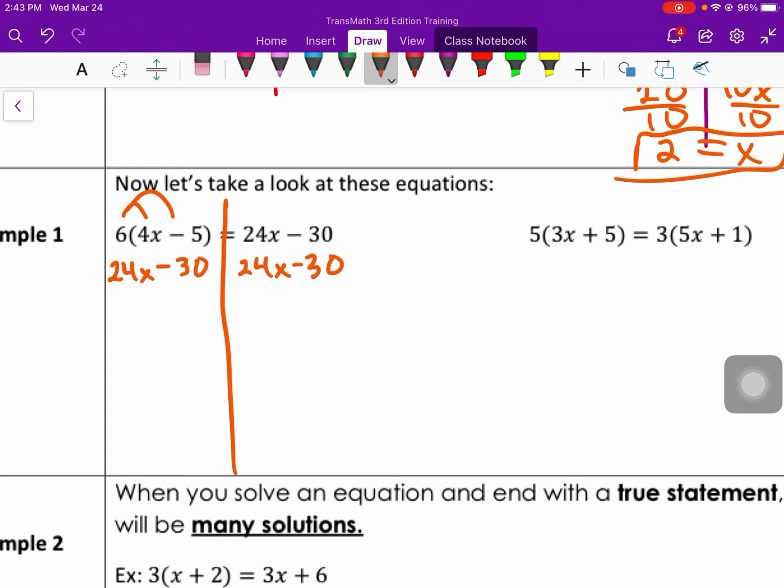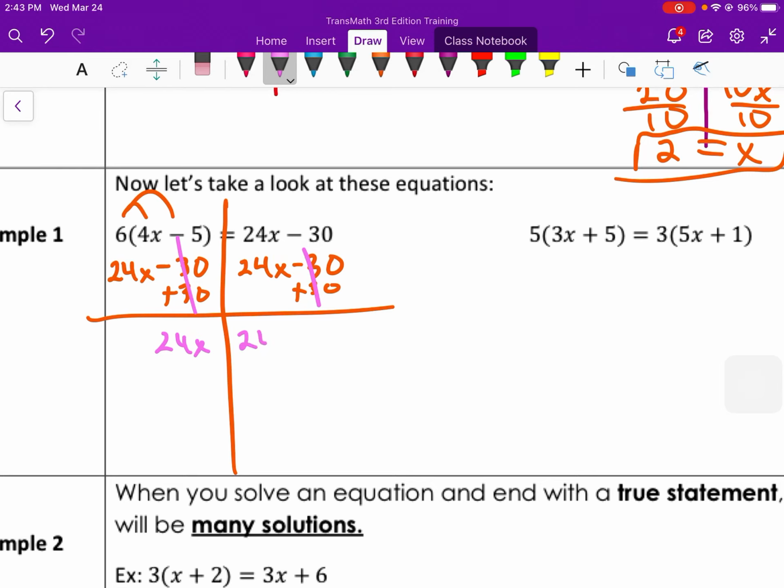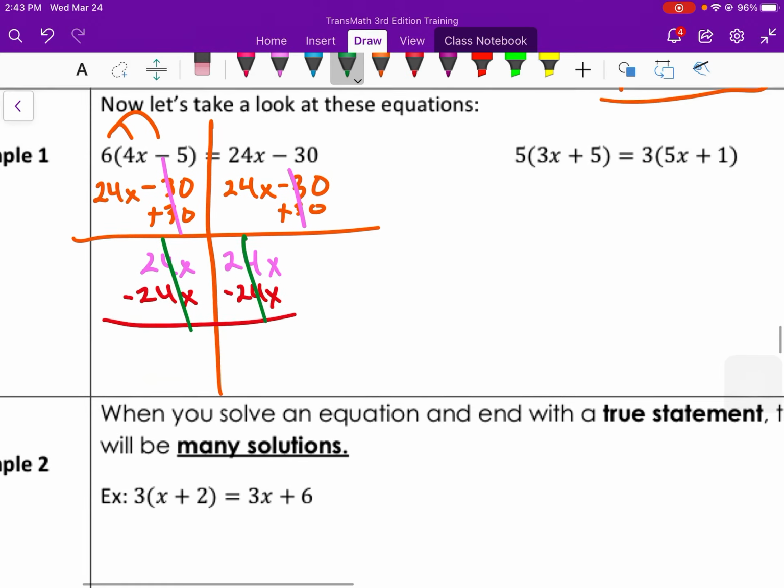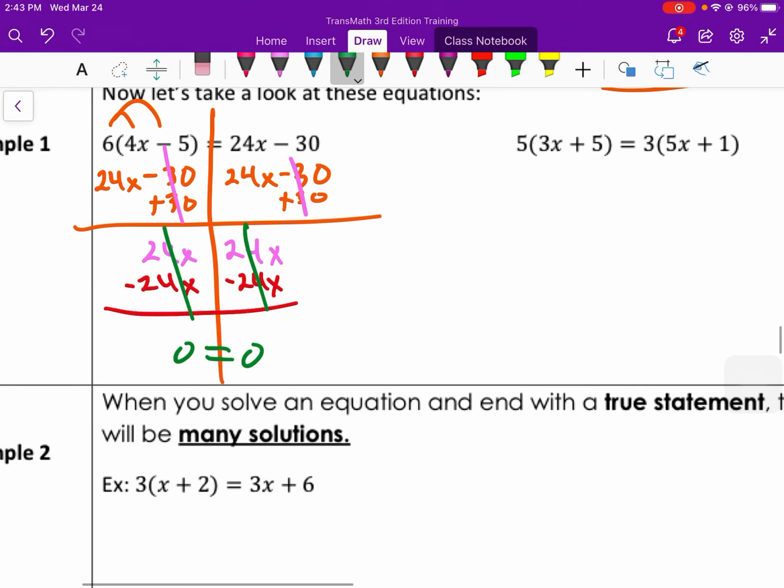I can add a 30 or an x to either side. I'm going to add 30 to this side, and what I do to this side, I have to do to that side. So I have 30 plus 30. Both sides will simplify, so I have 24x equals 24x. I'm going to now go the other way, where I subtract 24x from both sides. Then these simplify to 0, and I see that I have 0 equals 0. We'll discuss what that means when we have 0 equals 0.